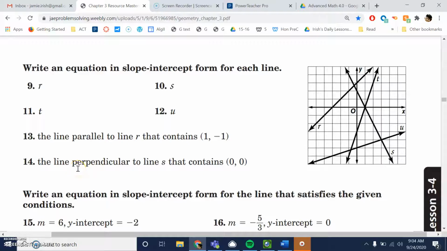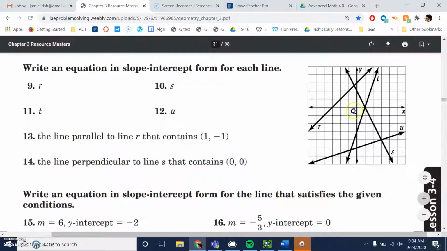Hey, boys and girls, welcome back to the continuation of equations of lines. So we're going to make it a little more challenging now by looking at this graph. Look at this on your PDF. I enlarged it. I zoomed in by hitting this plus button because we're going to have to look at this graph to answer these questions. Okay.